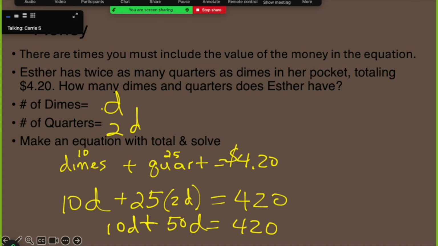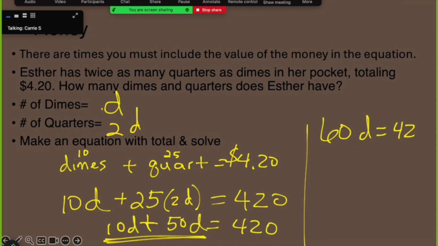I had the answer. We have a 10D and a 50D for a total of how much? 60D equals 420. That's a 0, by the way. Dimes and 14 quarters. I'm going to do 60 divided by 60. Those zeros will cancel, and I'll have 7 dimes.